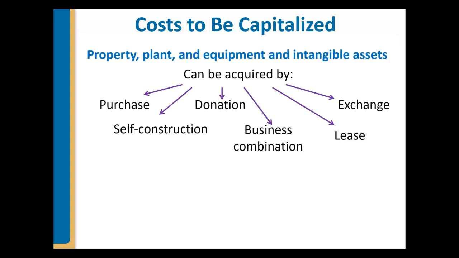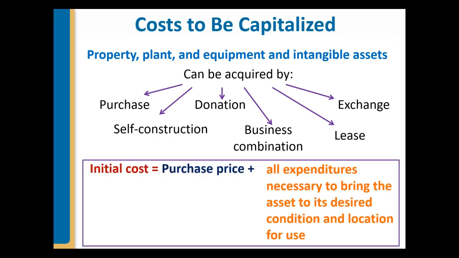Now, PP&E and intangible assets can be acquired through purchase. They can be acquired through an exchange, lease, donation, self-construction, or a business combination. The initial valuation of property, plant, and equipment, along with intangibles, usually is pretty simple. Assets are valued on the basis of their original costs.